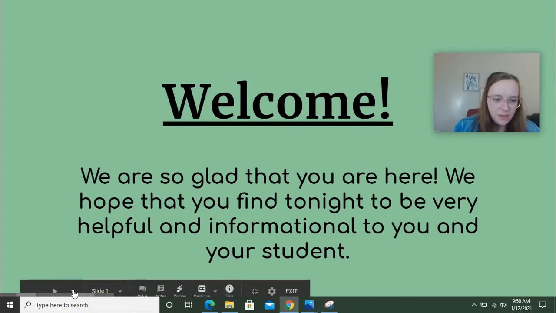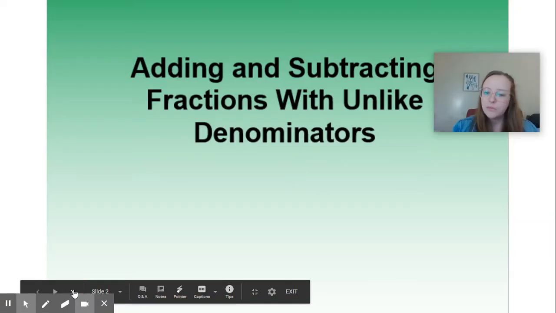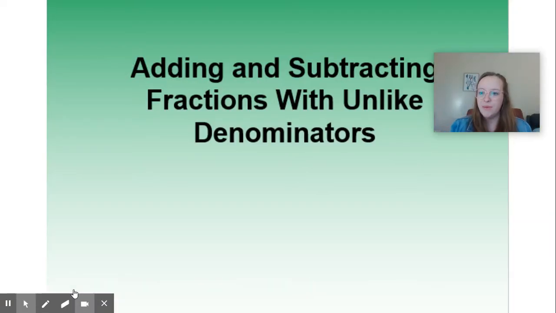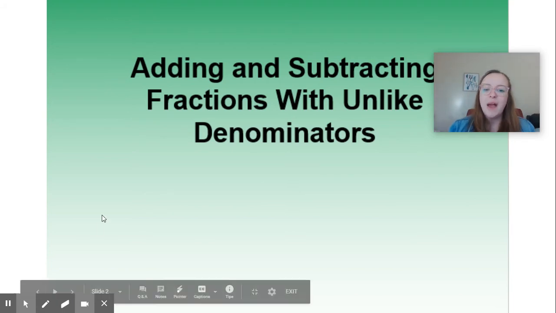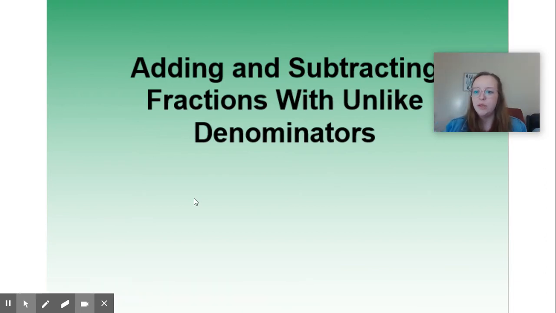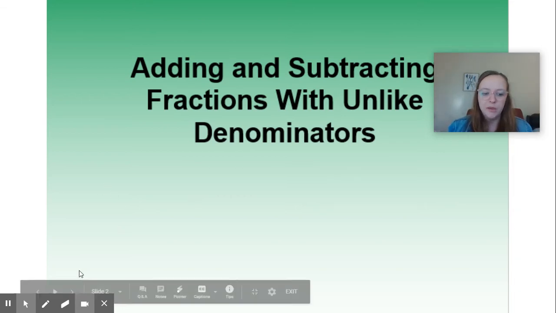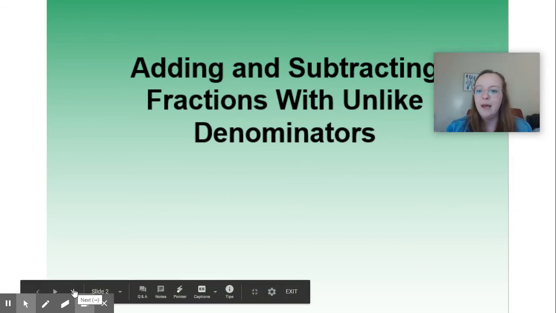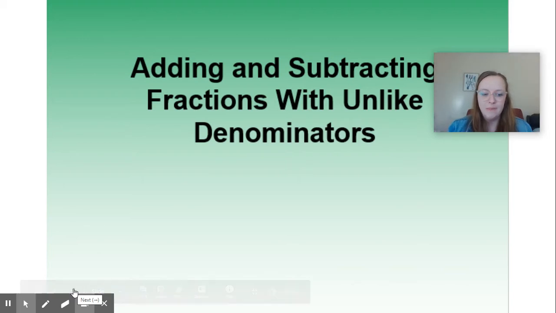So let me go on to the next slide. We're going to be adding and subtracting fractions with unlike denominators tonight. So that means that the denominator, or the number on the bottom of the fraction, which tells us how many possible pieces could be in our whole, will be different. So those questions are a little bit trickier, and we have to draw models to see how we can make the denominators the same.